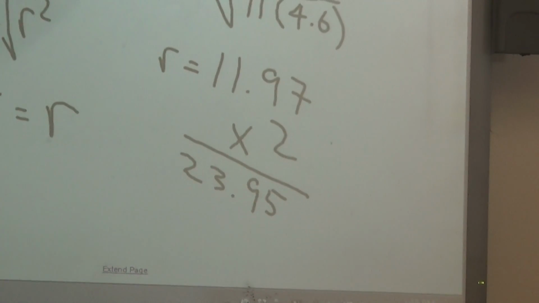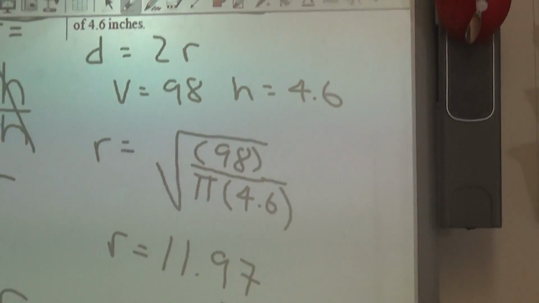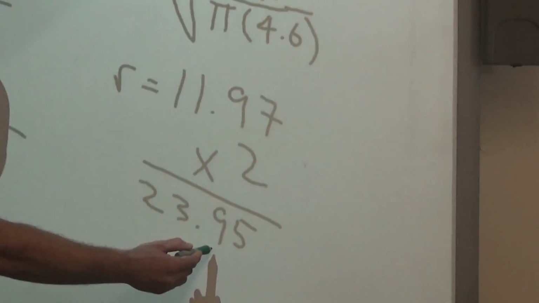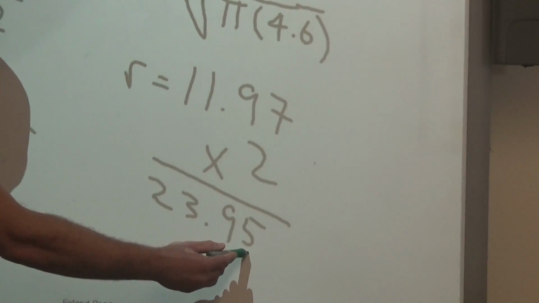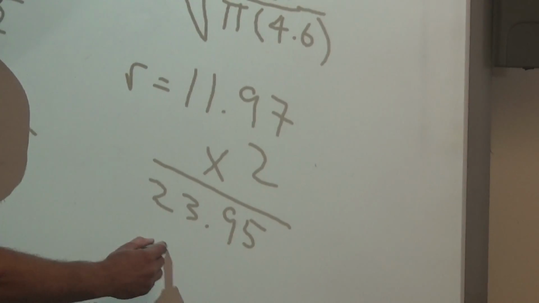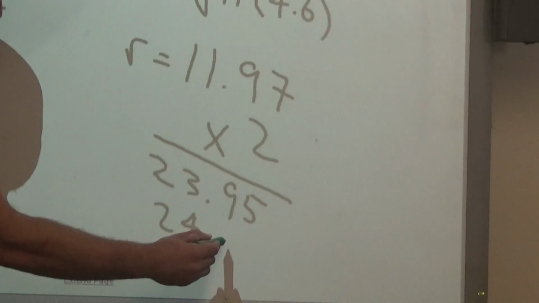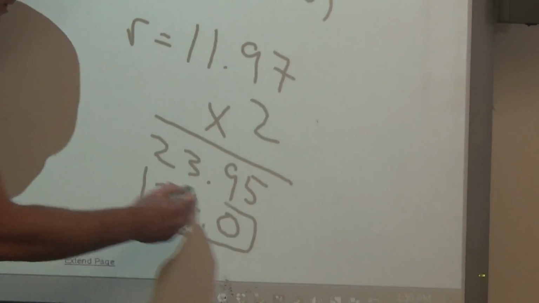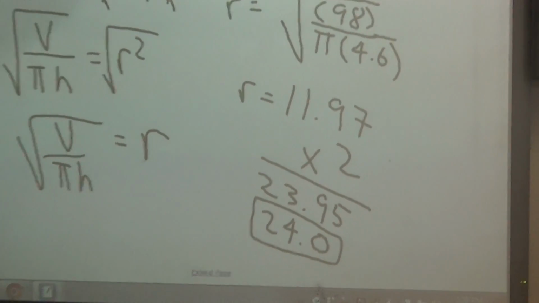23.95. And then let's remember our rounding. It says round to the nearest tenth. So this is our tenth, so the 5 tells us to round the 9 up. So this would actually round up to 24.0. That would be our final answer. Good work.